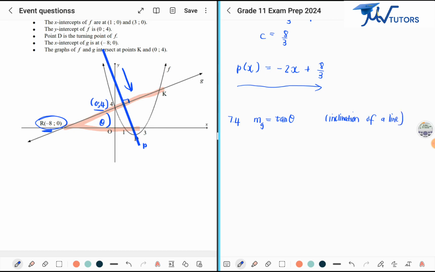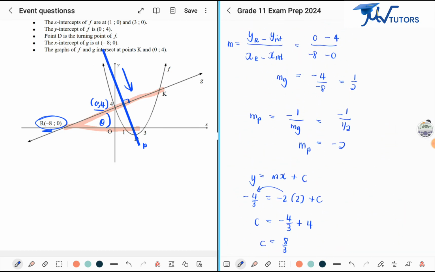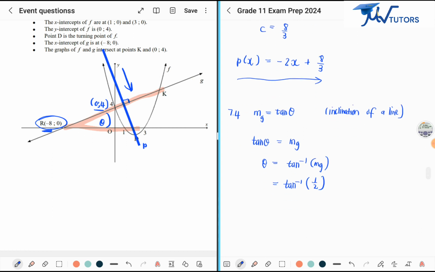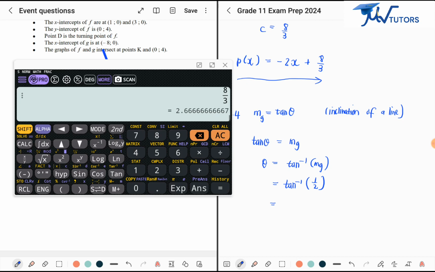Okay, inclination of a line. So there we go. Do we have the gradient of G? Absolutely. We did look at it. So let me write this in terms of theta. So tan theta is equal to the gradient of G. Theta will be the arctan of the gradient of G. What was the gradient of G again? We worked it out. It was basically a half. So basically arctan half. What is that equal to? Shift tan 0,5. And I'm going to round it up to 2 decimal places. So we have 26,57 degrees.